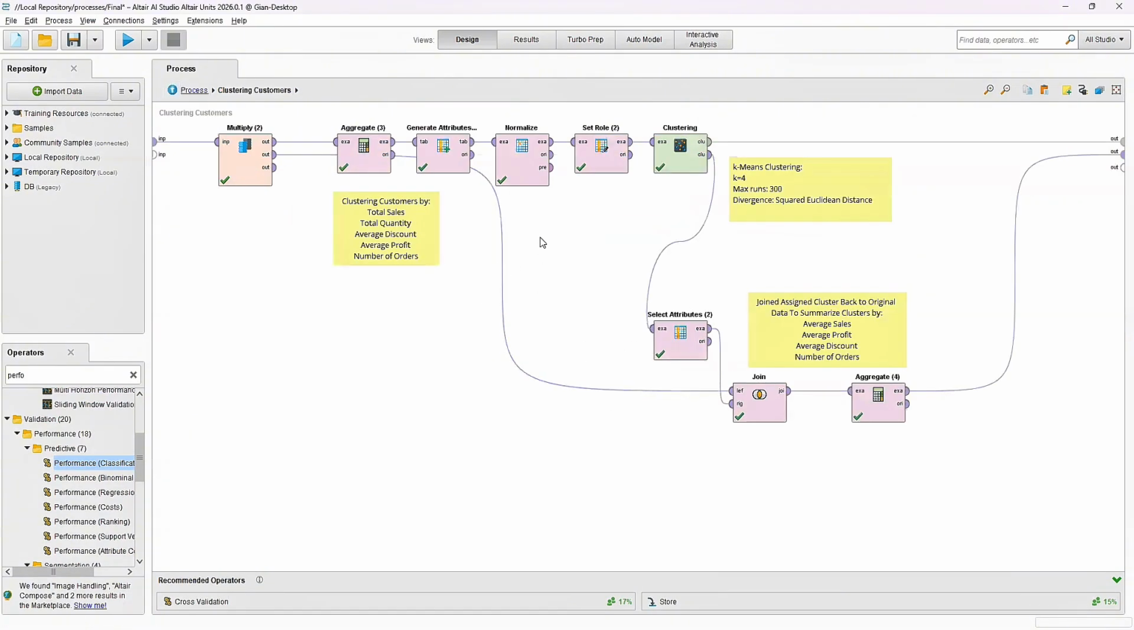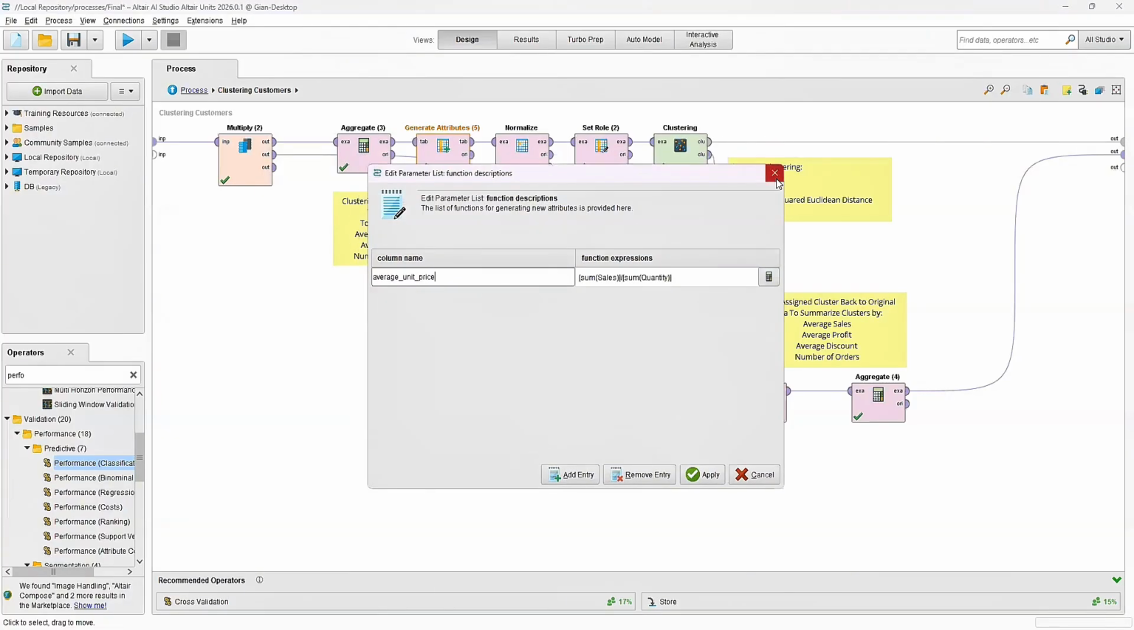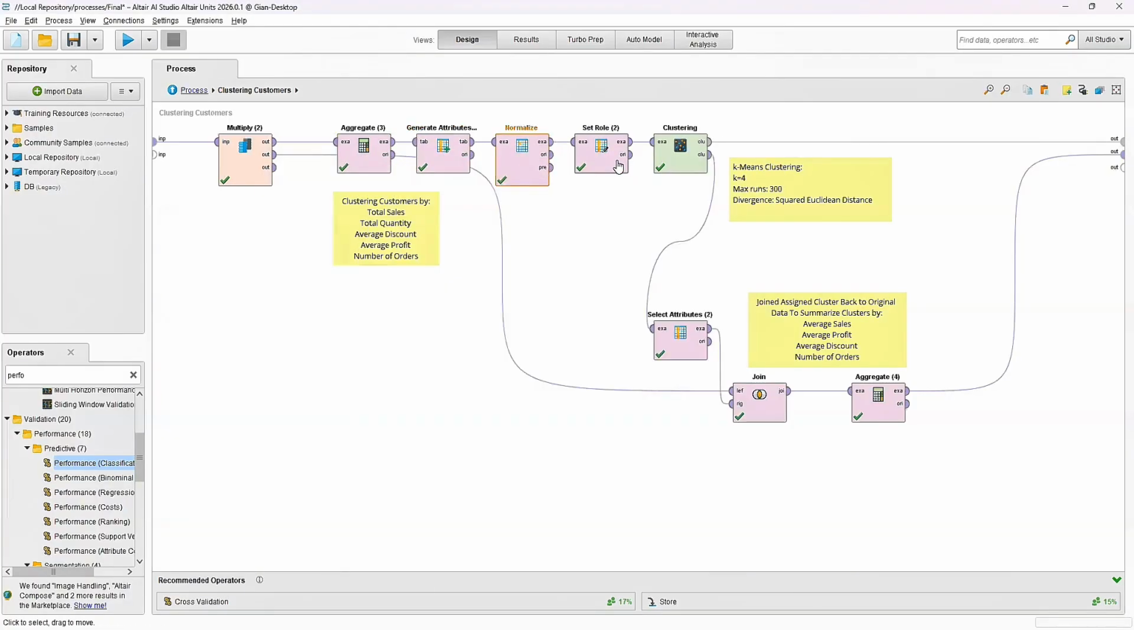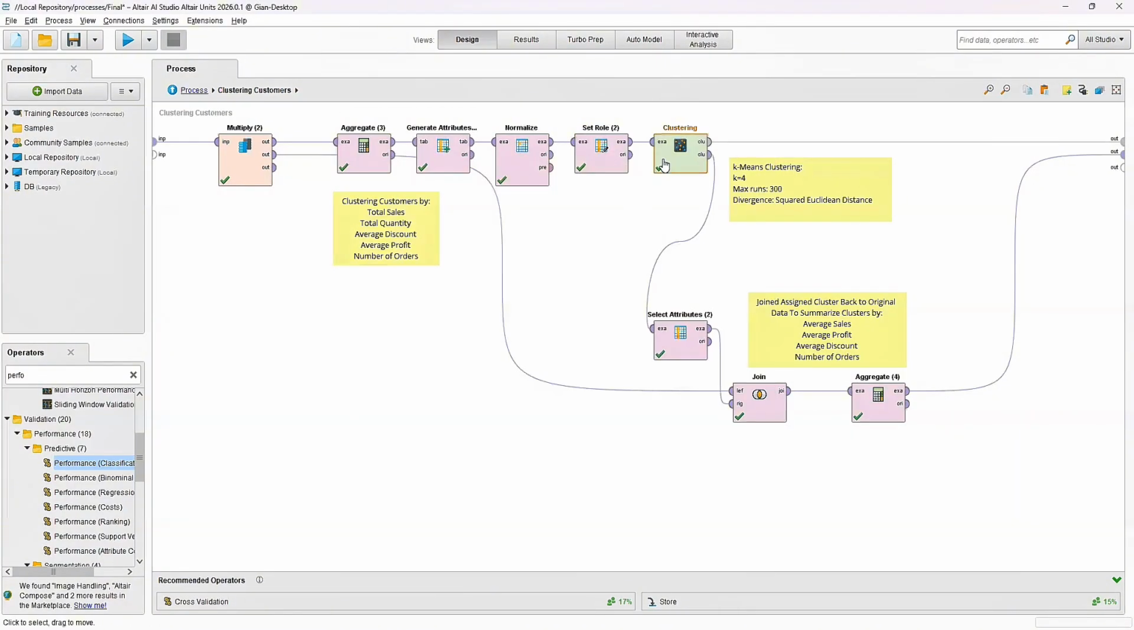For the clustering model, we first multiply the incoming data again, just so we have the data available for later. But we did the aggregation by customers so that we have total sales, total quantity, average discount, average profit, and number of orders by client. We generated some attributes here, the average unit price, and then we normalize all the values. We set the customer ID as the ID, and then we ran clustering with k equals 4, max runs of 300, with divergence of squared Euclidean distance.